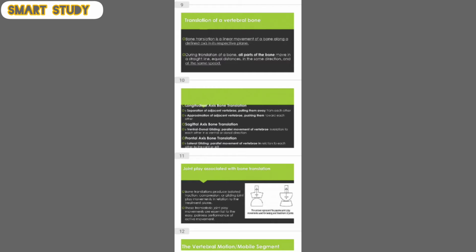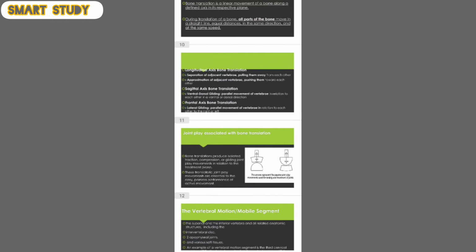Now we start our discussion with the point of translation of vertebral bone. Bone translation is a linear movement of the bone along a defined axis in the respective plane. So during the translation of a bone, all parts of the bone move in a straight line, equidistant, in the same direction and with the same speed.